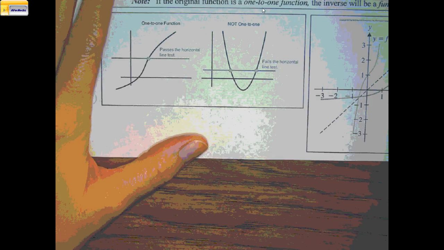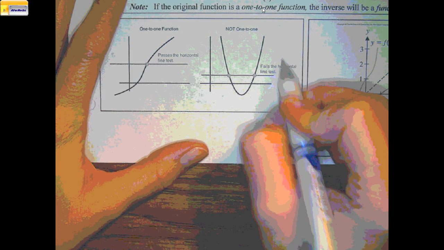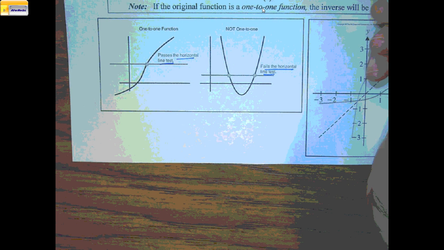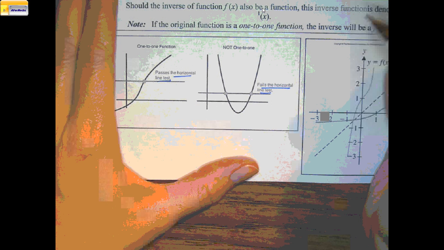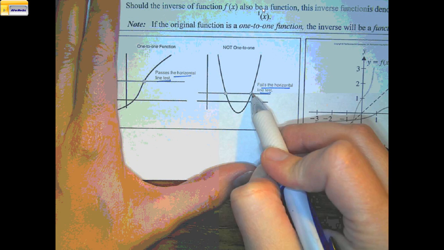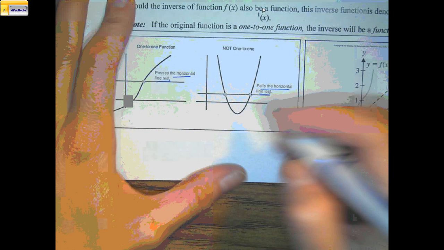A fast way to figure that out is called a horizontal line test. I know you guys are familiar with the vertical line test, determining if the equation is a function. The horizontal line test will tell you about the inverse. If you test it horizontally, this touches in two places, so the inverse is not going to be a function. And you can prove it graphically.